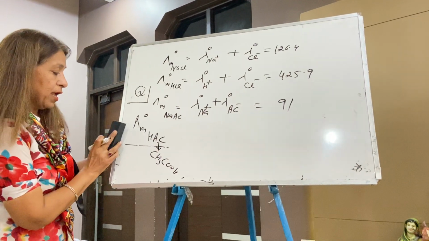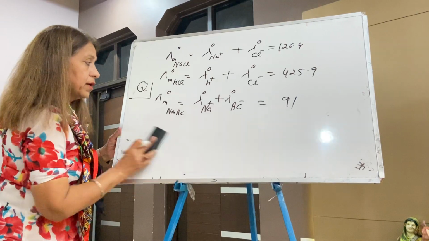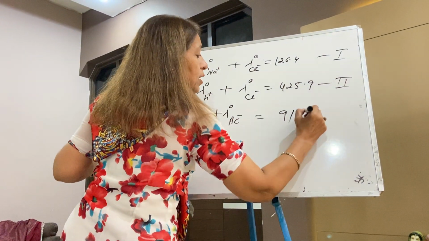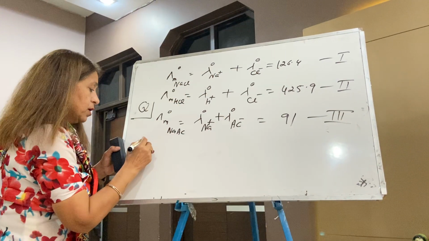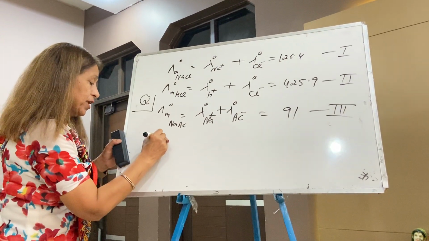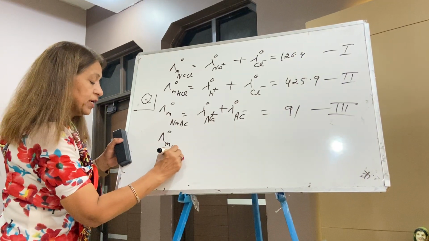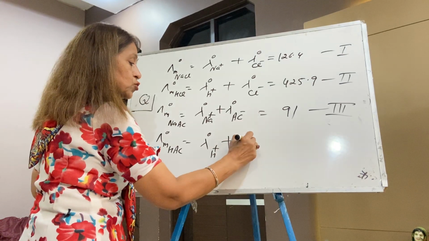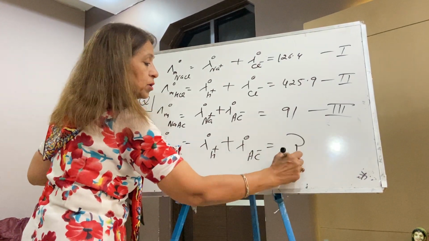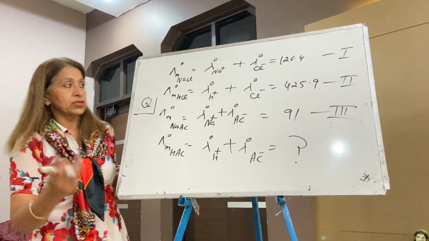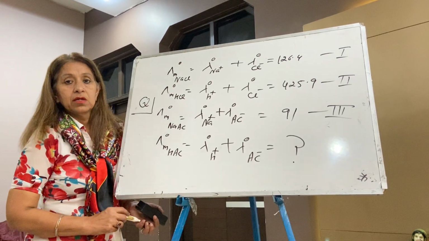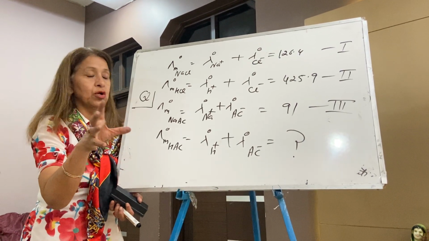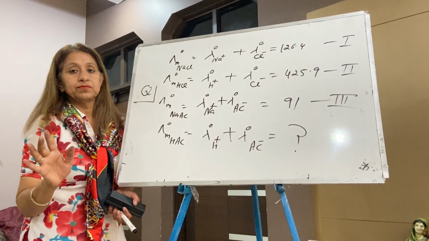Next, what to calculate? Your aim is to write down lambda m naught. This is equation number 1, you must write equation number 2, and this is equation number 3. Now your aim is lambda m naught of HAc, which is equal to lambda naught of H ion plus lambda naught of acetate ion, equal to question mark. Question mark means you want to calculate. Now students, in this way we have applied Kohlrausch's law on these electrolytes, right?